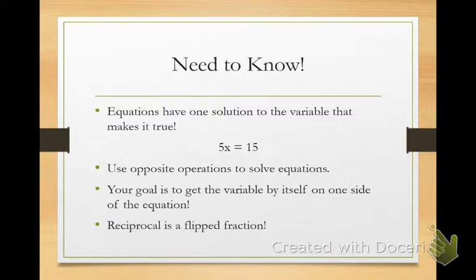Equations have how many solutions? One solution, okay? That makes it true. So there's only one value that can make an equation true. I think we would all agree that we could probably do this one in our head, right? 5 times what equals 15?